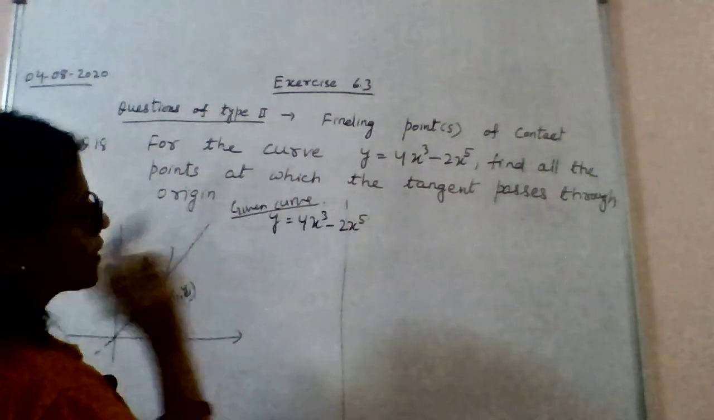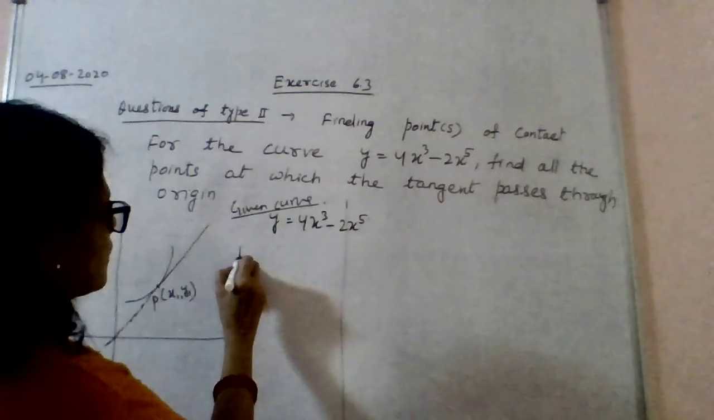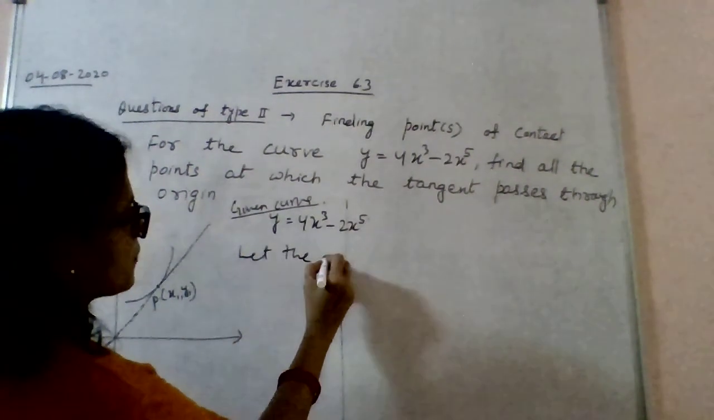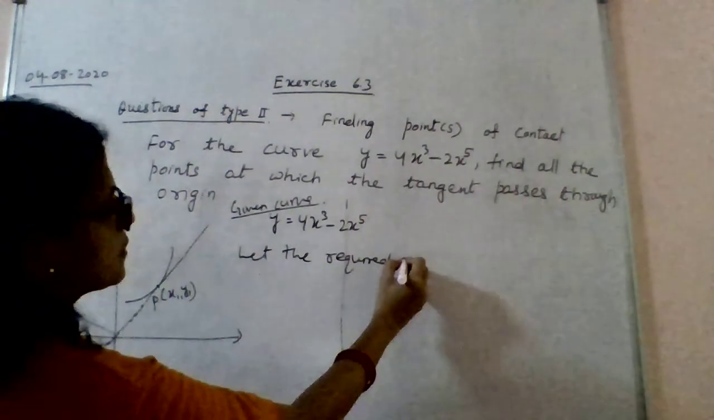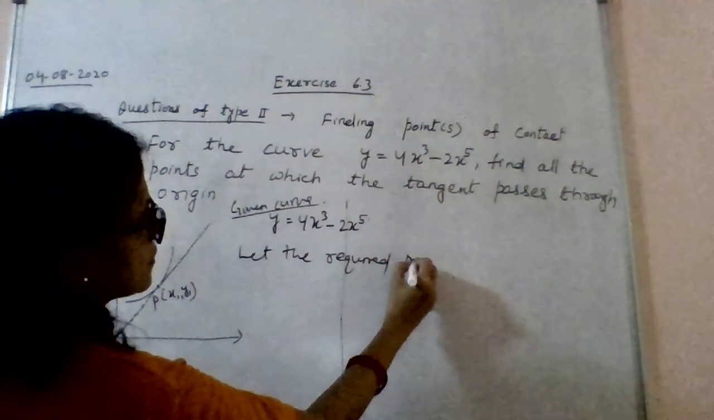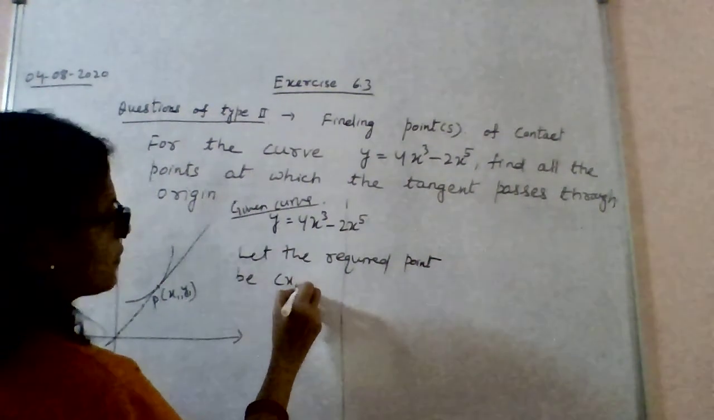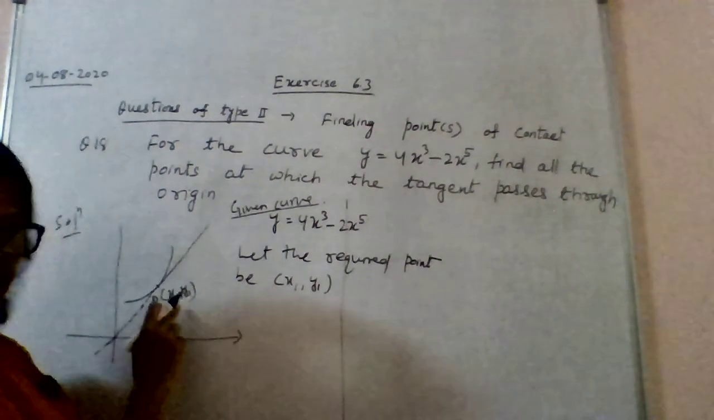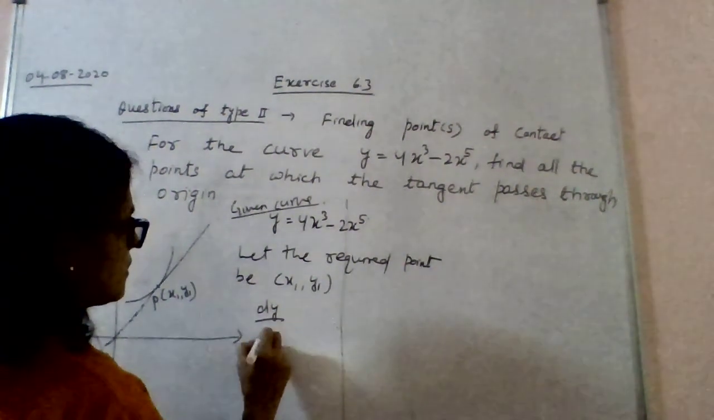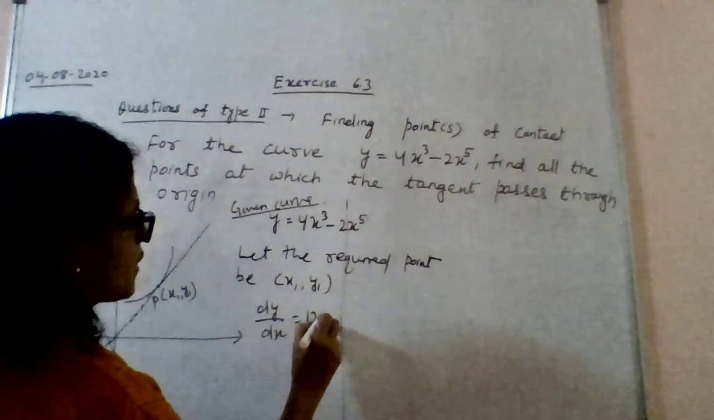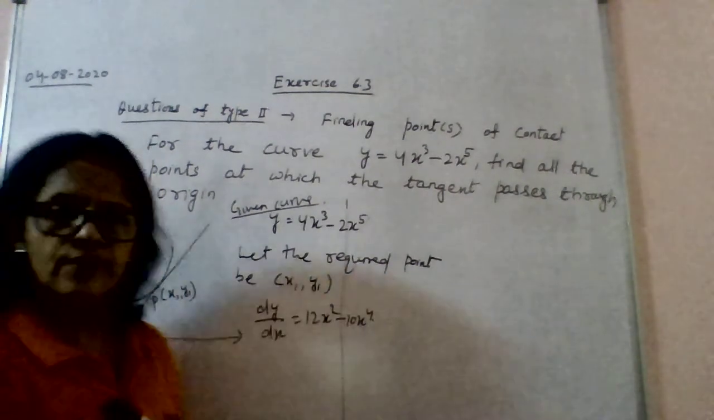Given curve is this. Now dy by dx. Before we take dy by dx, let the required point be x1, y1. This means I am taking this point as x1, y1. So dy by dx equals 12x square minus 10x to the power 4.